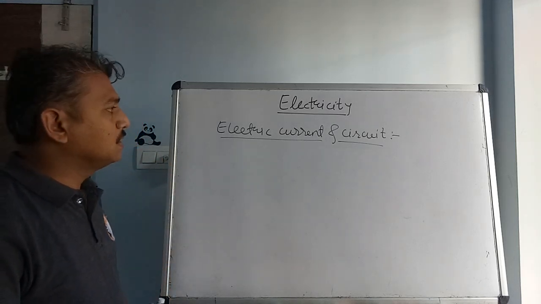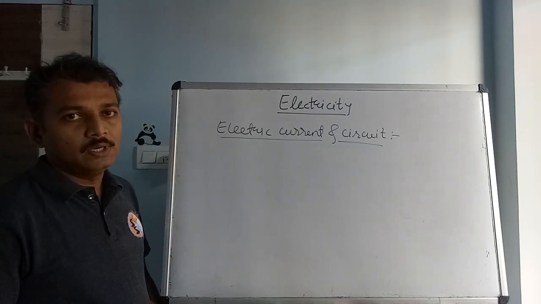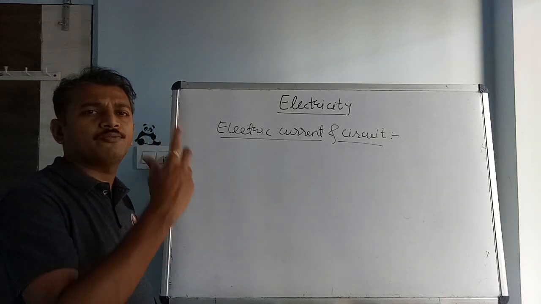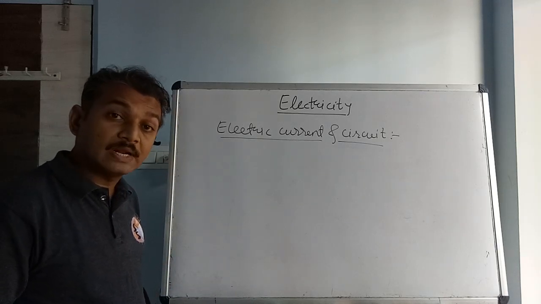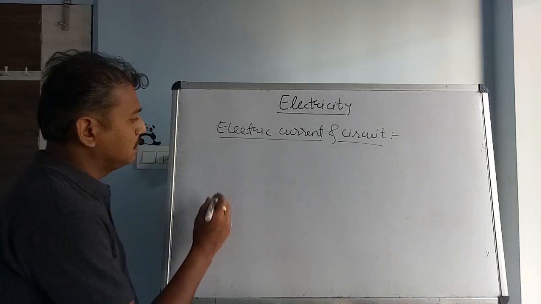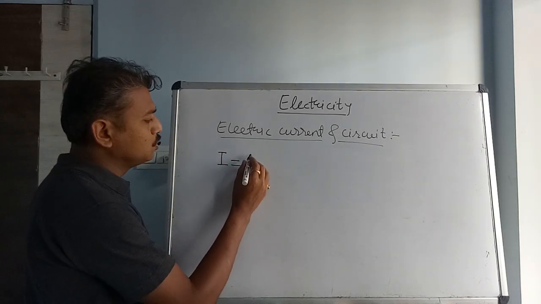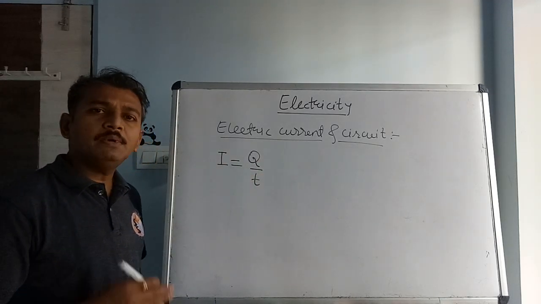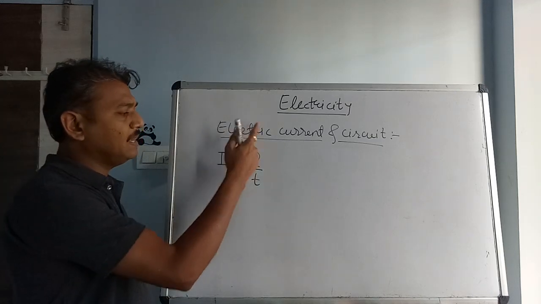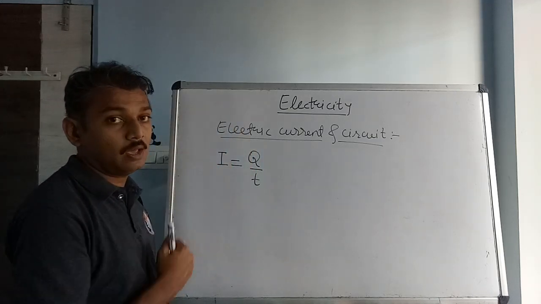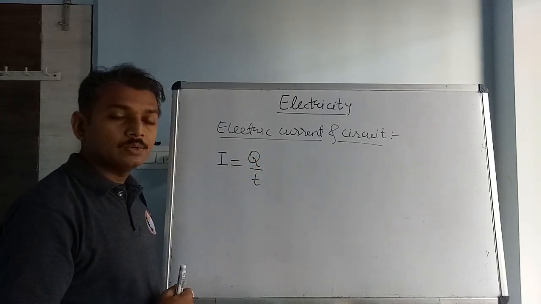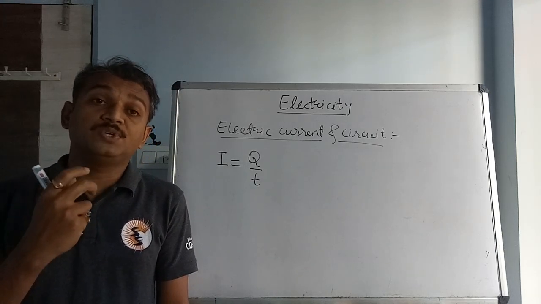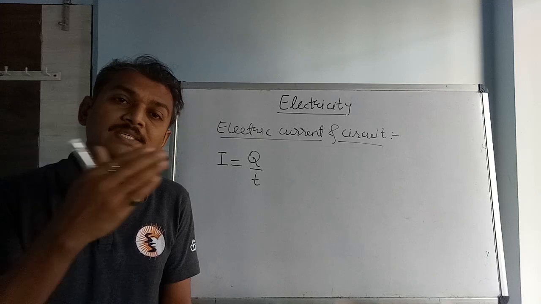So the first topic here is electric current. I want to introduce the first formula in the chain of entire formulas of electricity, that is electric current I is equal to Q upon T. Now here let me make it very clear that electric current is denoted by capital I. And now this Q is charge. The charge which actually moves inside the conductor.